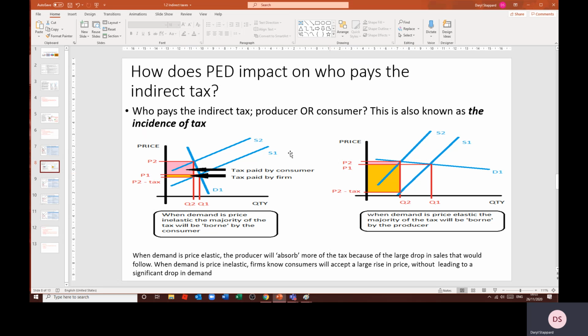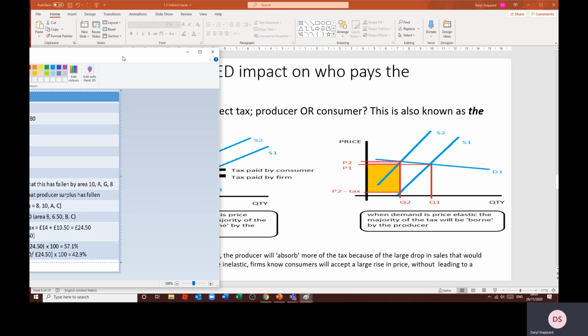Okay, so guys, when demand's price inelastic in the first diagram, the incidence of tax will be the consumer will pay the vast majority of the tax. When demand is very price elastic, it will be the producer that will pay the majority of the tax. So the idea will be, everyone, that the more price inelastic demand is, the more of the tax will be paid by the consumer. The more price elastic the demand for the product is, the more of it will be paid by the producer. Right, I just want to show you one more example of this.